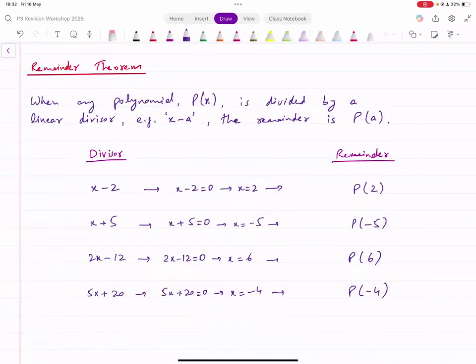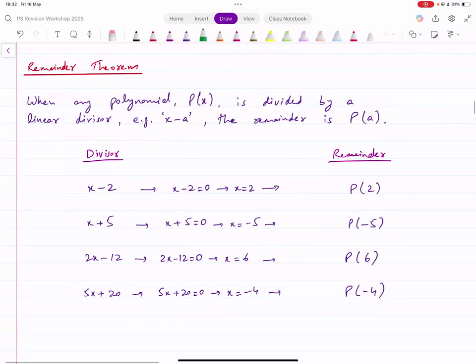Whenever you have any polynomial and it is divided by a linear divisor, the remainder is given by P of A in this case. If the divisor is x minus A, the remainder is P of A. What does that mean? If the divisor was x minus A, you have to put that equal to 0 and see what value of x you get from that. X equals A. You input that in the polynomial and that will give you the remainder.